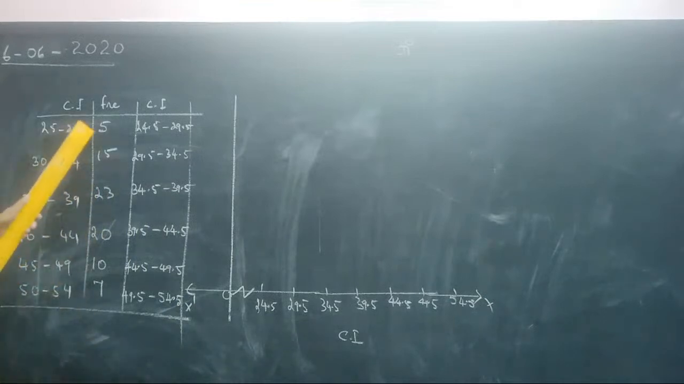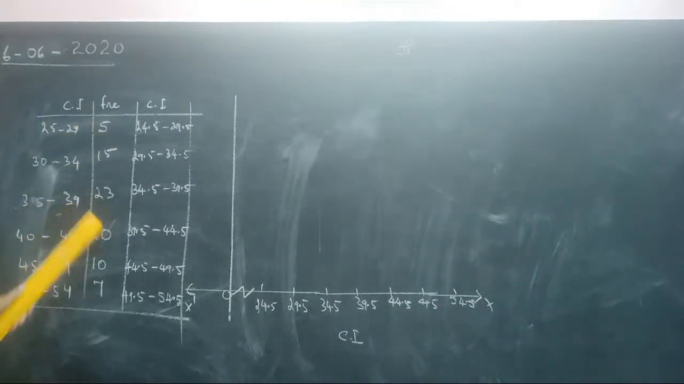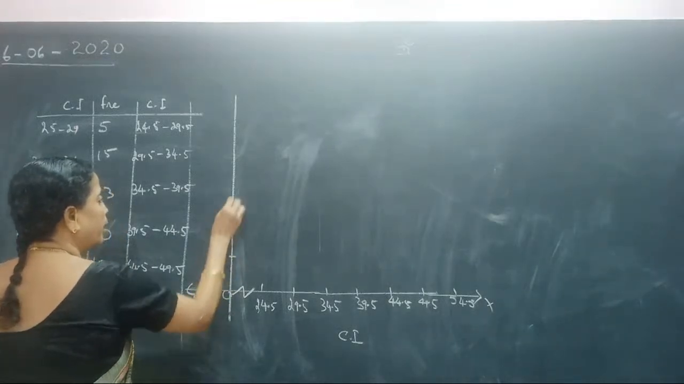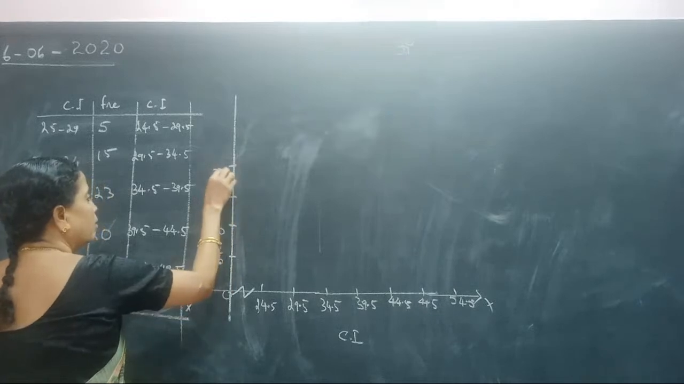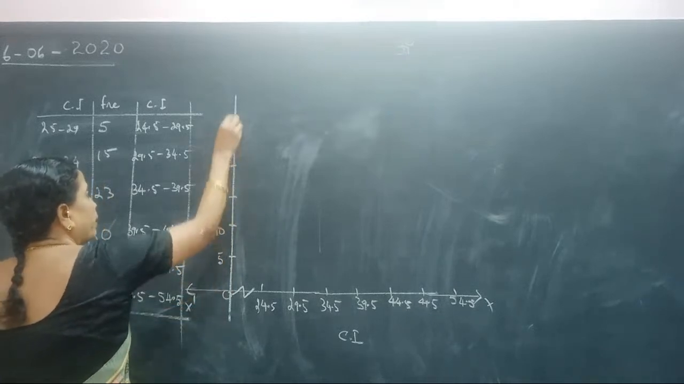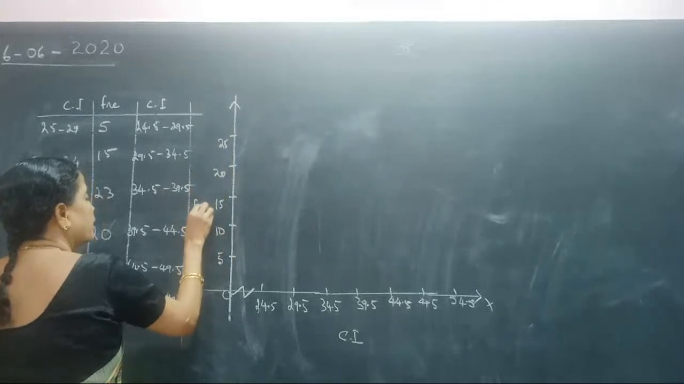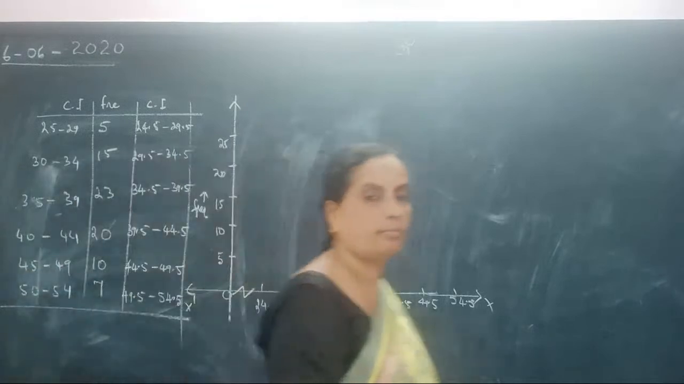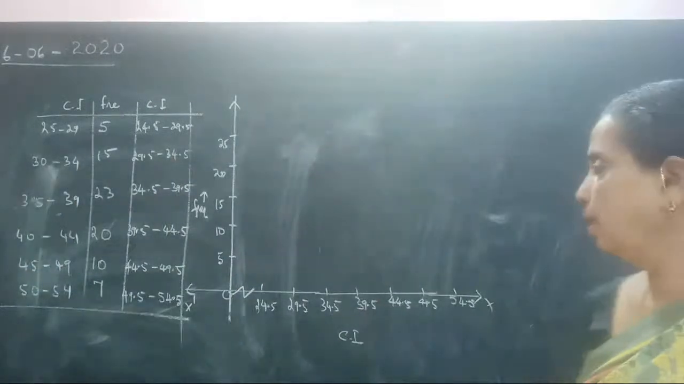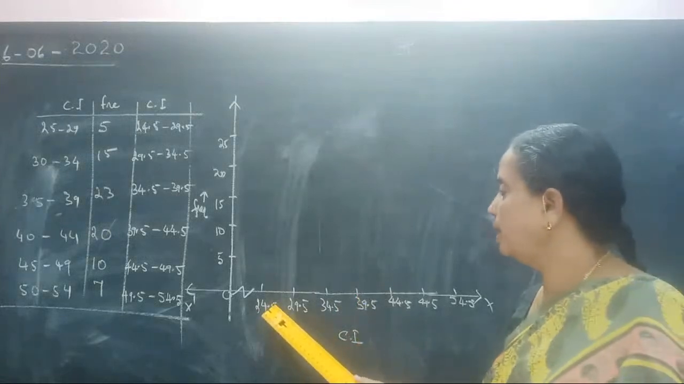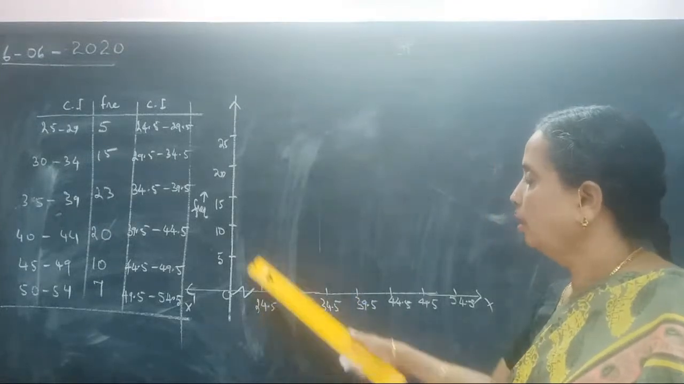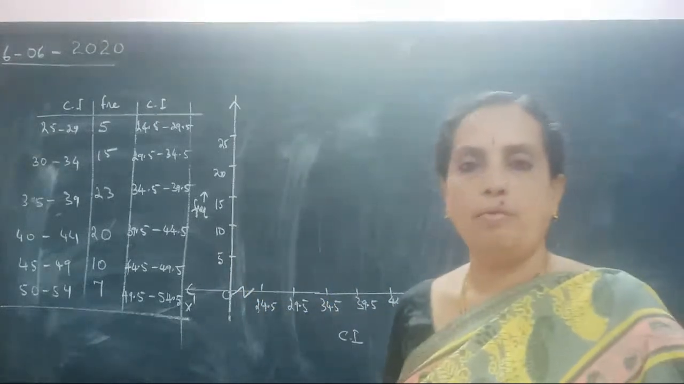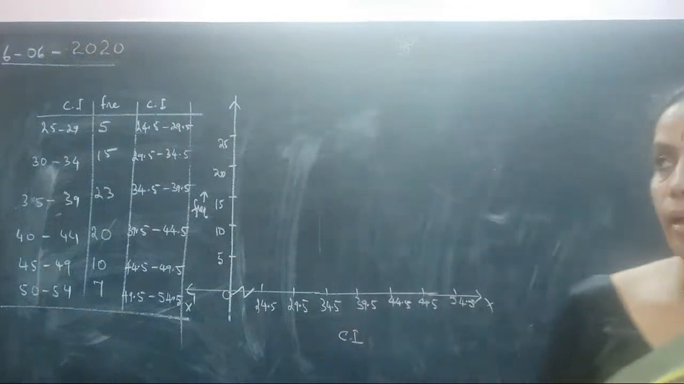Along the y-axis you have the frequency, maximum is 23. Take the multiples of 5: 10, 15, 20, 25. Along the y-axis it is frequency. Then write up the scale: on the x-axis 1 unit is 10 divisions, on the y-axis 1 unit is 5 divisions. Now try to join them in order.